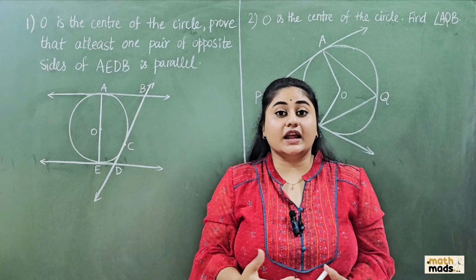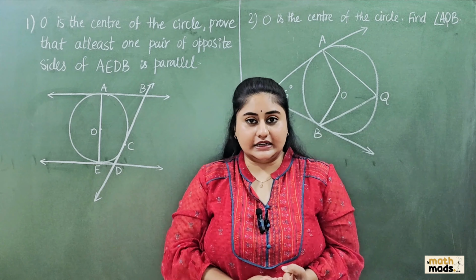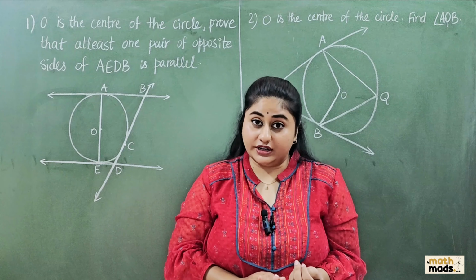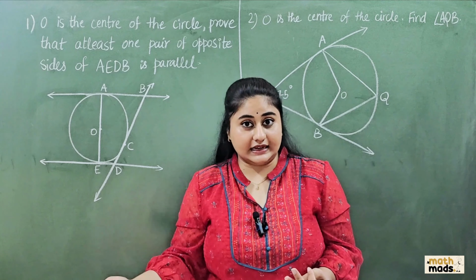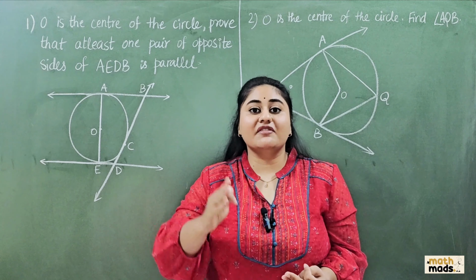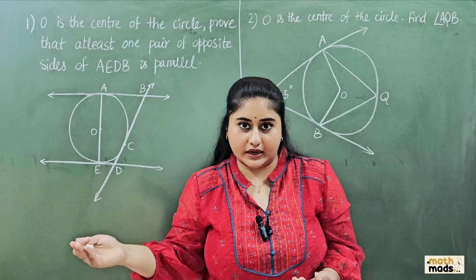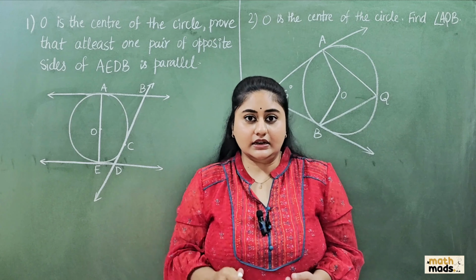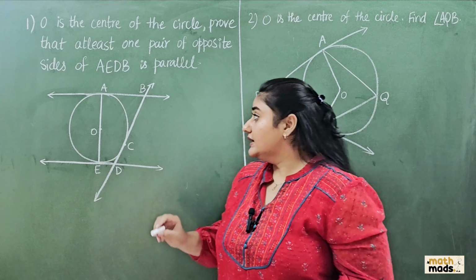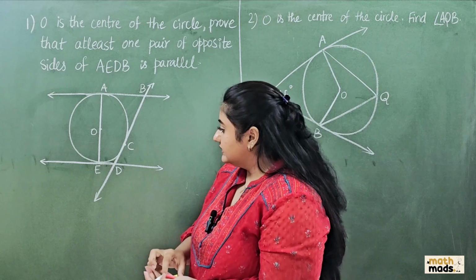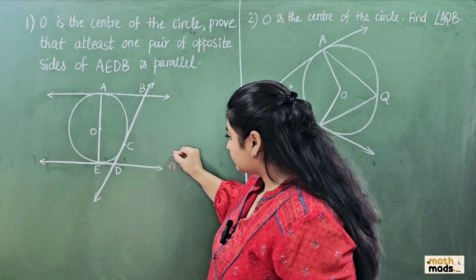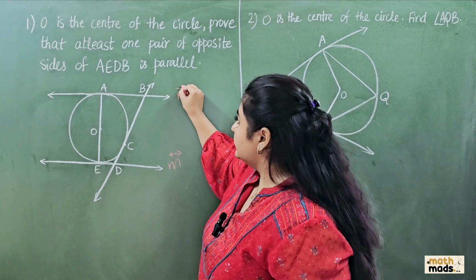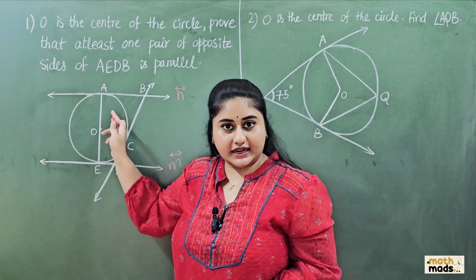How can I prove that two lines are parallel? There are three conditions. One is if you have alternate angles and they are equal. One is corresponding angles and they are equal. And the third one is if you have co-interior angles which add up to 180 degrees, I can prove that they are parallel lines. Here you can see that this line, let me take this as M and this as N. These are tangents to this circle.